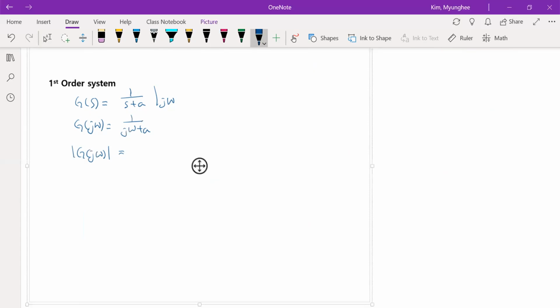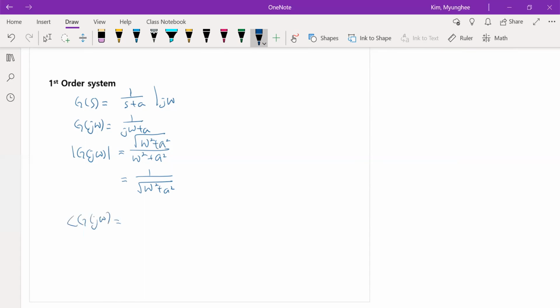the magnitude of this becomes 1 over the square root of omega square plus a square. So it becomes omega square plus a square under the root. And the angle is nothing but minus arctangent omega over a.